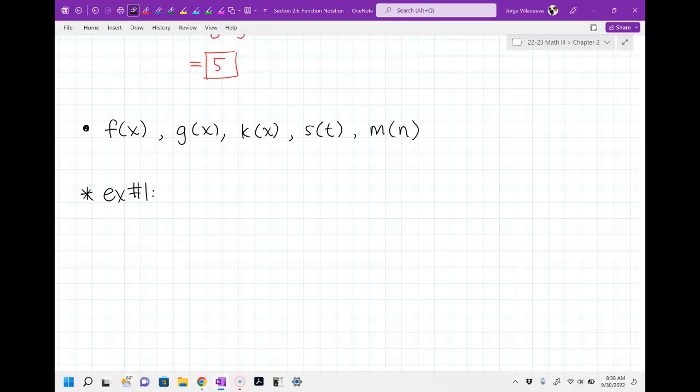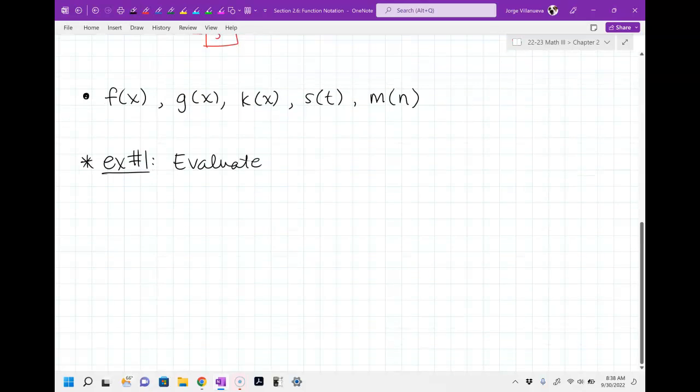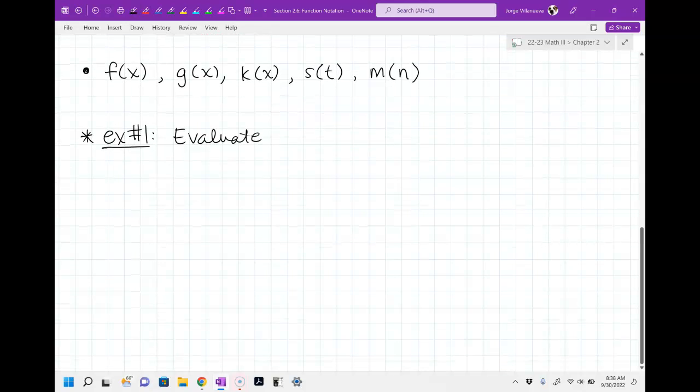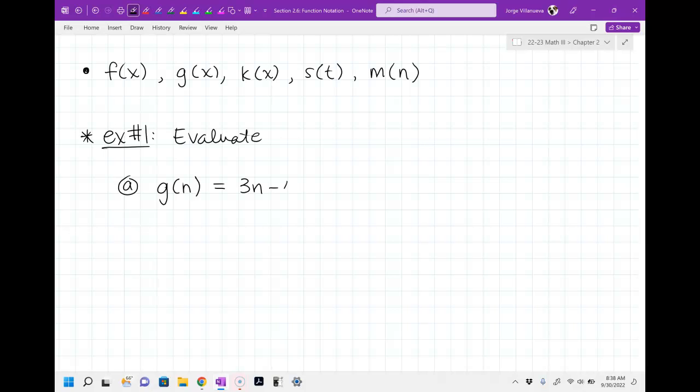Example number 1. We're just going to evaluate. In other words, just simplify, or plug a number in and solve. So we'll start off with this one. g of n is equal to 3n minus 4. Notice instead of having g of x, 3x minus 4, it's g of n, which is 3n minus 4. And it says find g of negative 3. In other words, plug in a negative 3 and just solve it.